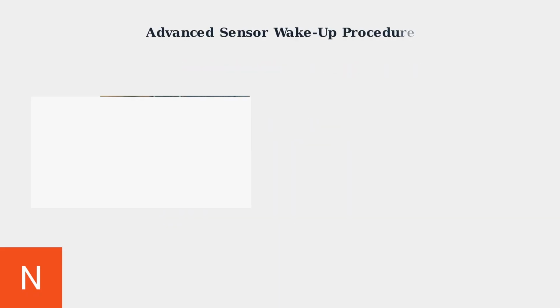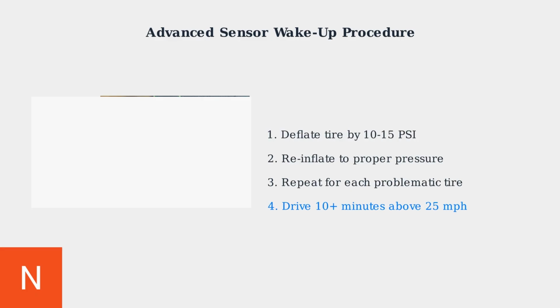When basic TPMS resets don't resolve the issue, advanced troubleshooting techniques can often wake up dormant sensors and restore proper functionality. The sensor wake-up procedure involves deliberately deflating each tire by 10 to 15 psi, then reinflating to proper pressure. This process forces the sensor to transmit fresh data to the vehicle's computer system. If advanced troubleshooting fails to resolve the issue, professional diagnosis becomes necessary.